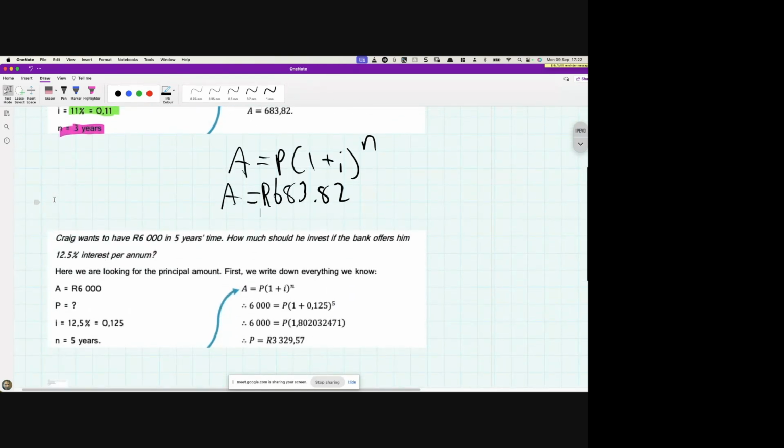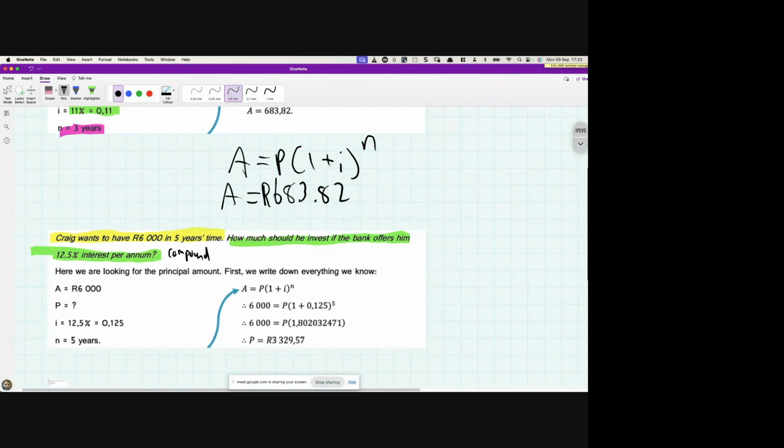It says in this case, Craig wants to have 6,000 Rand in 5 years' time. So we're looking into the future, and that's how much we want in future. How much should he invest if the bank offers him 12.5% per annum? They should have said compounded. I'm going to tell you it's compound interest. How much does Craig need to put away now?